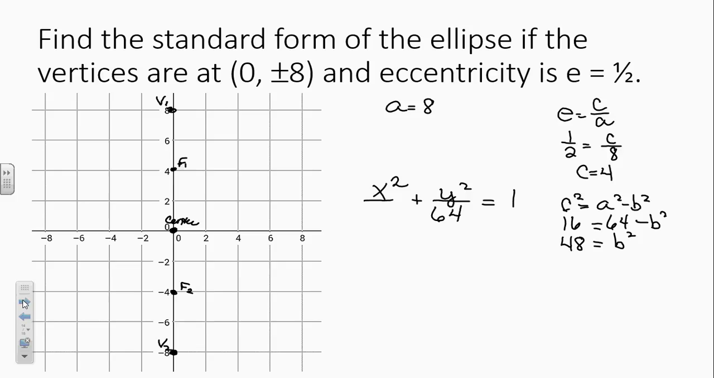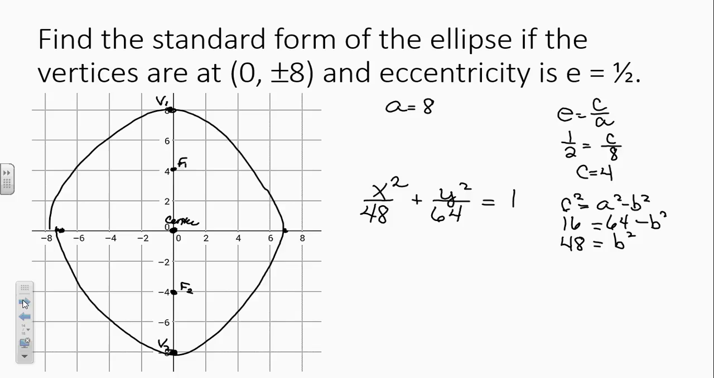And we don't really need the square root, right? It's a little bit under 7. But we need the b squared, so we'll just write our 48 here. And if you wanted to complete that sketch, we're going to go just a little bit under 7 out and a little bit under 7 left. And then we would have our endpoints of our minor axis so we could sketch our graph. Questions?